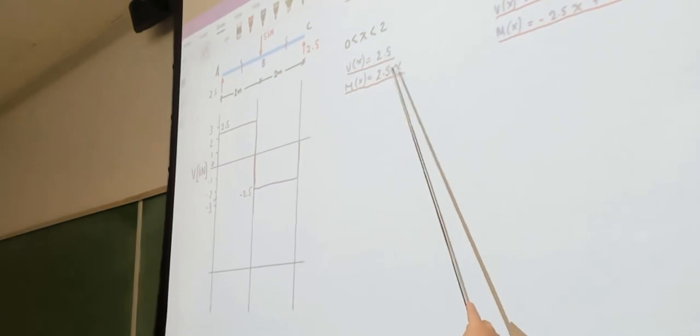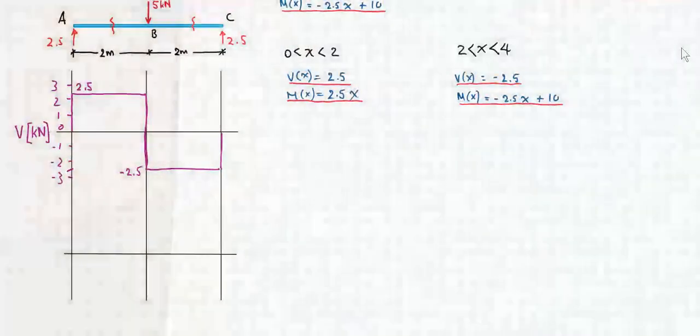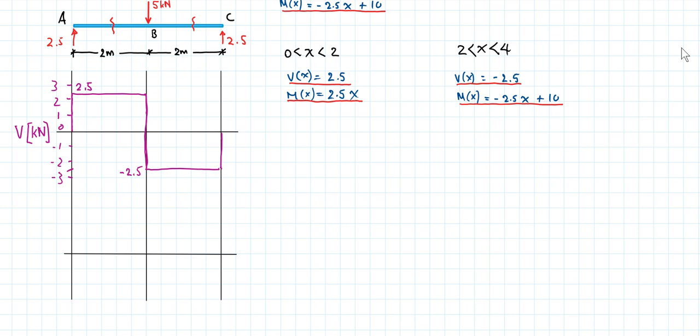Moment. Moment is equal to 2.5 times x. So it's a straight line, right? Straight line with a slope of 2.5. So it would be 1 meter, 2.5 kilonewton meters. So let me put some scale here. Let's say this is 1, 2, 3. No, that's not going to be enough, because how much is the moment at 2? The moment at x equals 0 is 2.5 times 0, equal to 0. So that will be the first point here, right?